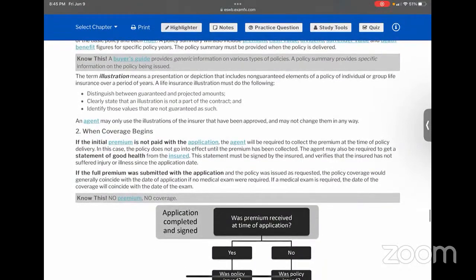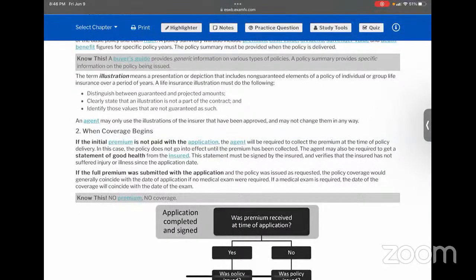The term illustration means a presentation or depiction that includes non-guaranteed elements of a policy or of individual or group life insurance over a period of years. A life insurance illustration must do the following: distinguish between guaranteed and projected amounts, clearly state that an illustration is not a part of the contract, and identify those values that are not guaranteed as such. All right. This is something that whole life agents get people with all the time. They do not clearly state that the illustration is not a part of the contract. So these are things, when you're going on appointments and we're looking at people's policies, you can kind of see this.